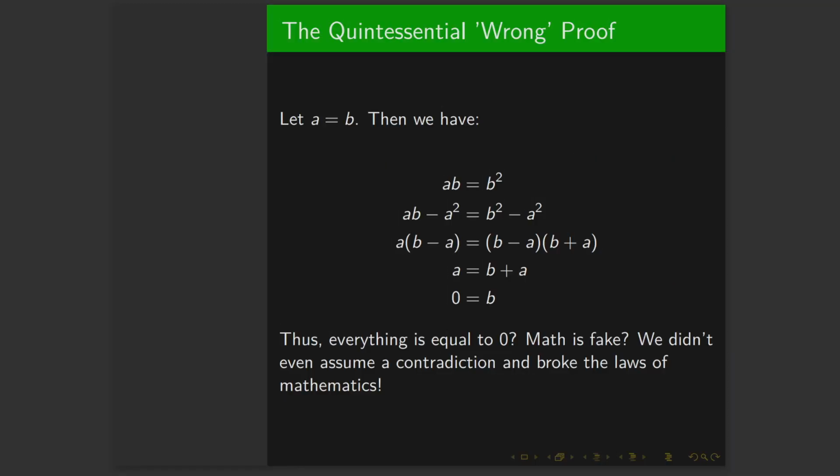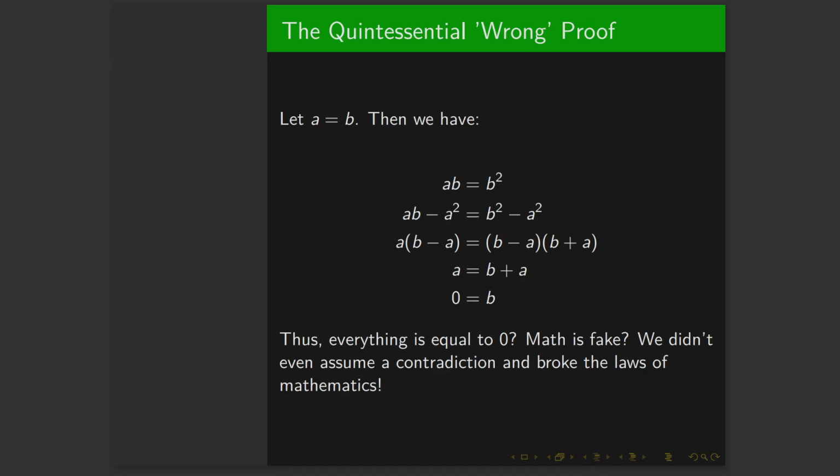And here's the classic example of what a wrong proof is. Let a be equal to b, then multiply both sides by b. So you get ab is equal to b squared, then you get ab minus a squared is equal to b squared minus a squared. On the left side we factor out an a, on the right side we use difference of squares. Divide by b minus a, we get a is equal to b plus a. So a is equal to 2a, so 0 is equal to a. Or you can show that 0 is equal to b. But then a could be literally any number. So is math fake here?